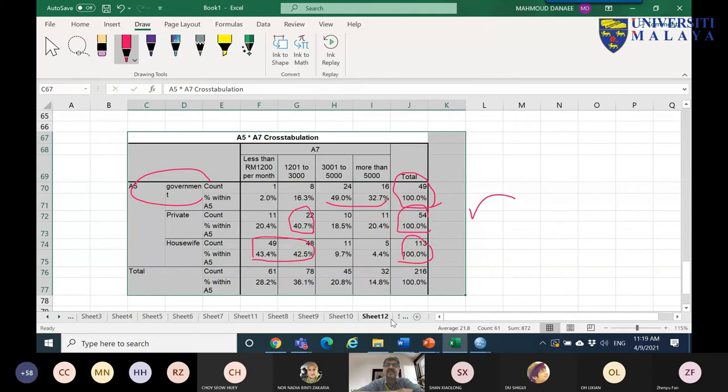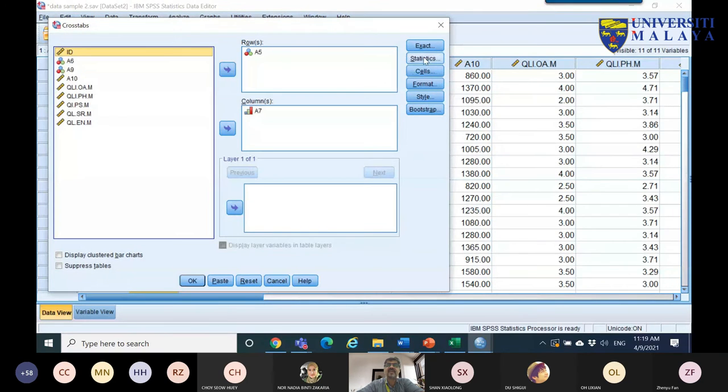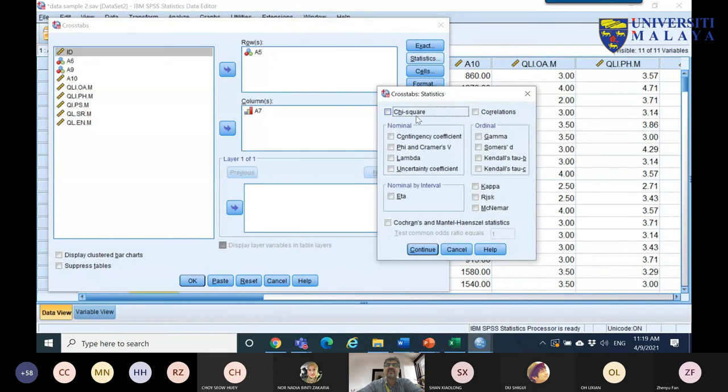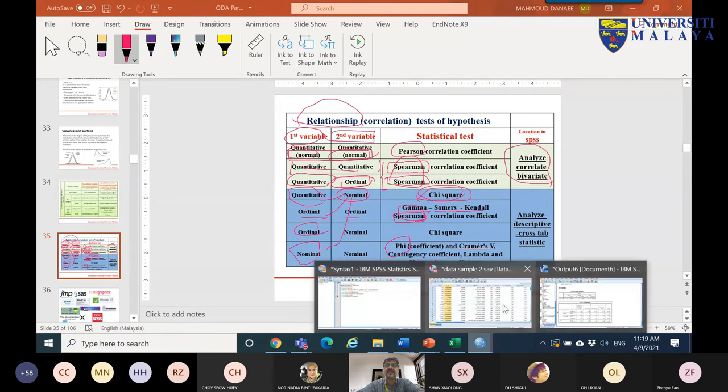Right now, with this descriptive statistic, we are able to explain the relationship. Yeah, probably there is a relationship, because people from government receive more compared to the other groups. So what do I need to do? Under Crosstabs, we have Statistics. Under Statistics, we have chi-square. Remember, in this table I showed you, for example, the gamma, Somers', Kendall's, phi, Cramer's V, contingency coefficient, lambda, uncertainty coefficients. All of them are here.